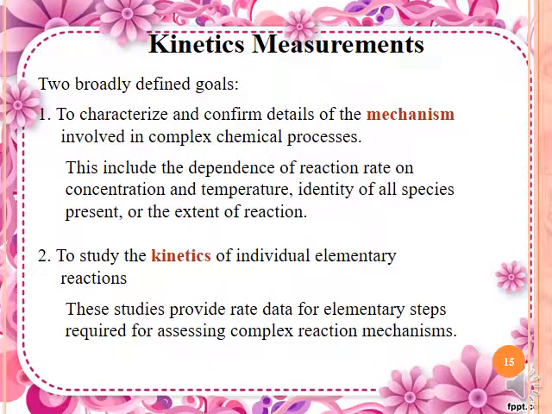Next, we move on to methods to study reaction kinetics. There are two broadly defined goals. The first is to characterize and confirm details of the mechanism involved in complex chemical processes, and these include dependence of the reaction rate on concentration and temperature, identity of all species present or involved in the reaction, or the extent of reaction. And the second goal is to study the kinetics of the individual elementary reactions.